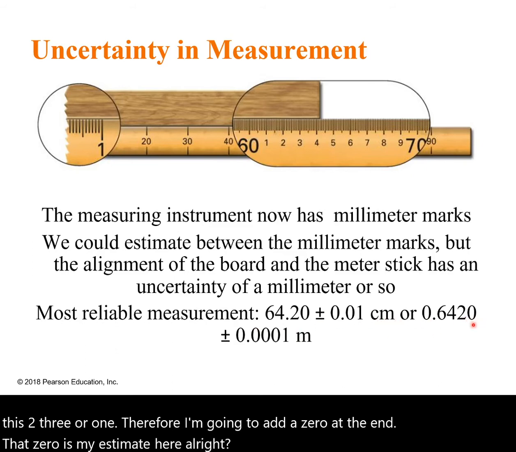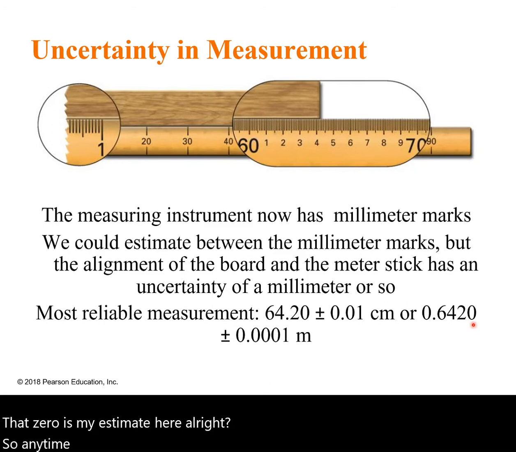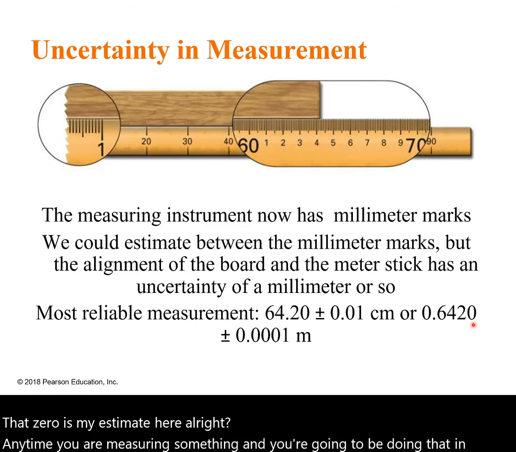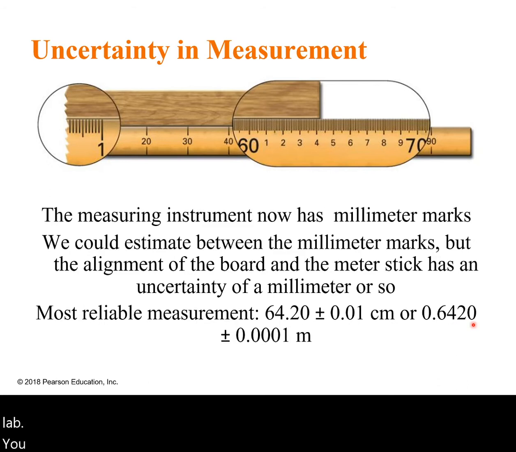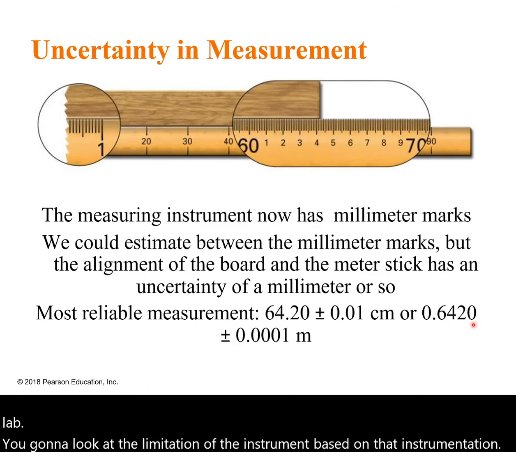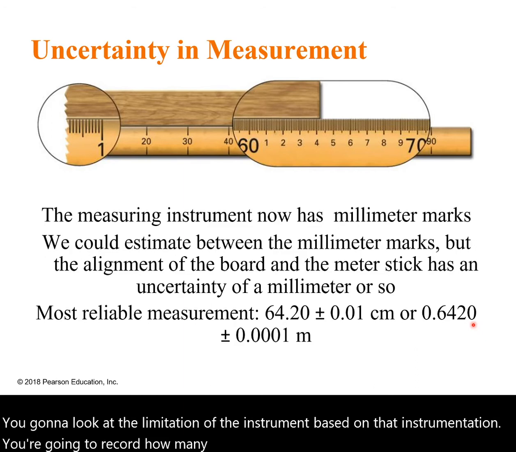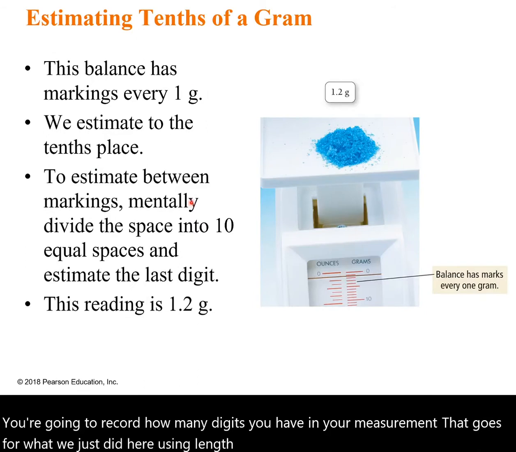So anytime you are measuring something, and you're going to be doing that in the lab, you're going to look at the limitation of the instrument. Based on that instrumentation, you're going to record how many digits you have in your measurement. That goes for what we just did here using length. If we were measuring weight, we do the same thing.